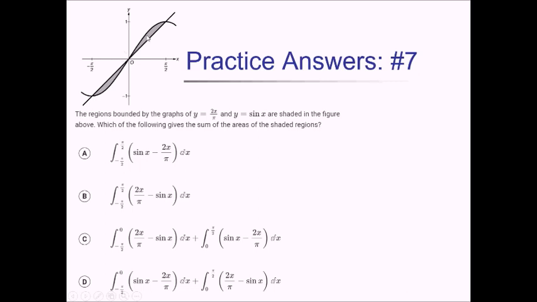So to make sure that we're always doing top minus bottom, you're going to need to split this up into two integrals, at least if you're trying to do this without absolute value, which if you look at the answer choices, there's no absolute value involved.